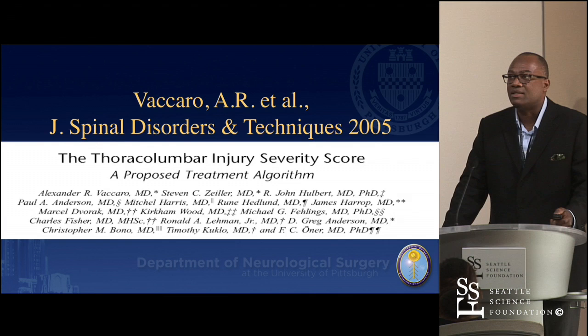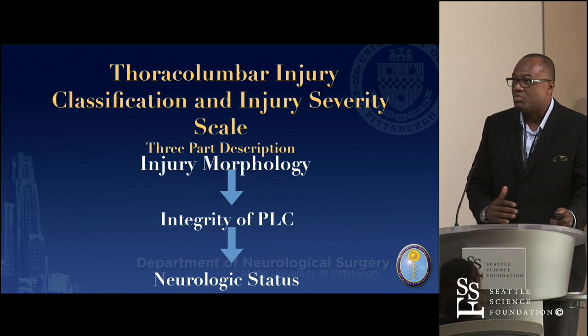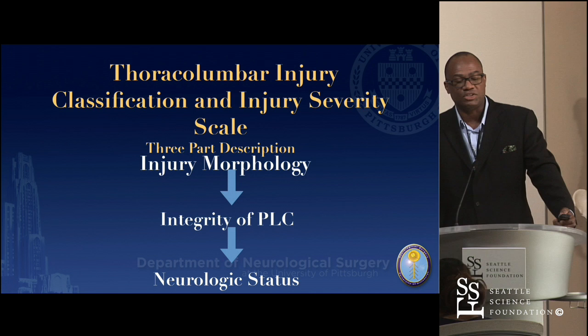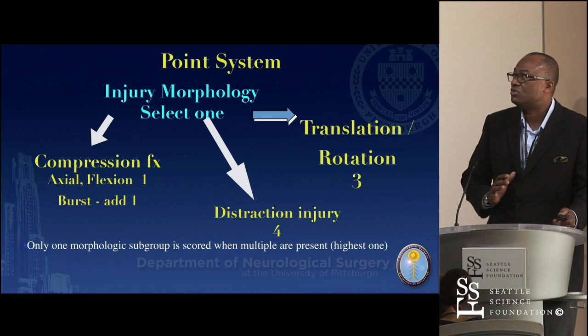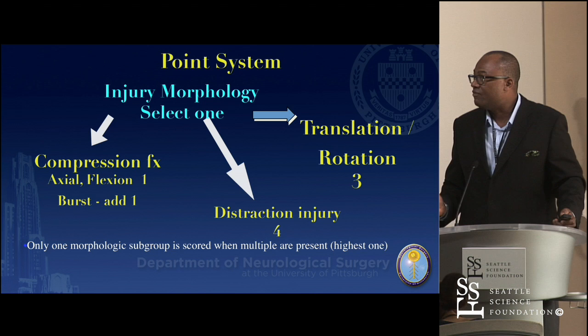In 2005 came out the thoracolumbar injury classification and severity scale, the TLICS scale, which also had a three-part description, including the injury morphology, integrity of the posterior ligamentous complex, and also the neurological status of the patient. And it had a nice flow algorithm, less descriptive of the fracture, but taking in totality a point system where you start with the injury morphology, and you say, is it a translational injury with rotation? They have a 3 score. If they have a compression fracture with axial flexion, it's a 1, add 1 for a burst fracture, and if there's a distraction injury, add 4.